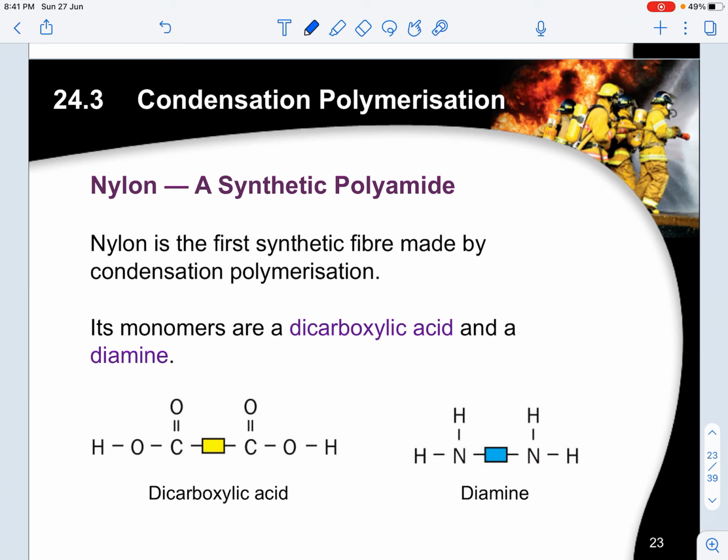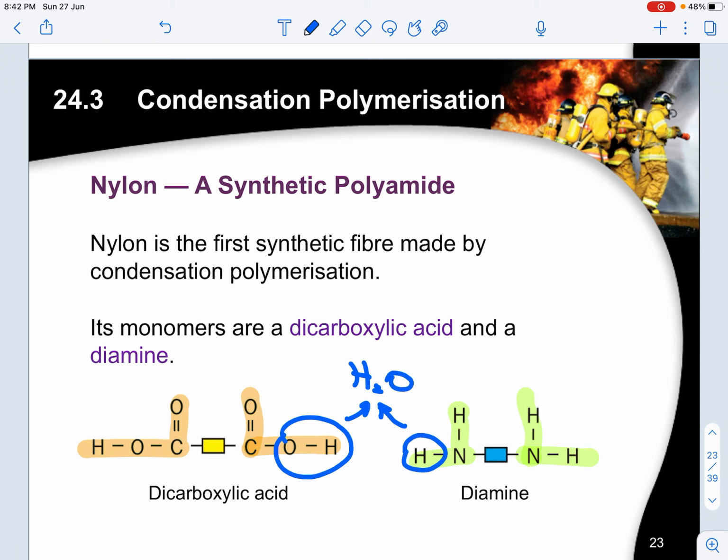So for nylon, you could see that they have one type of functional group, but both ends must have the functional group for the monomer, and the other monomer will have another functional group. What happens is, because of the loss of water, this will come out to form water, freeing up the bonds between them.